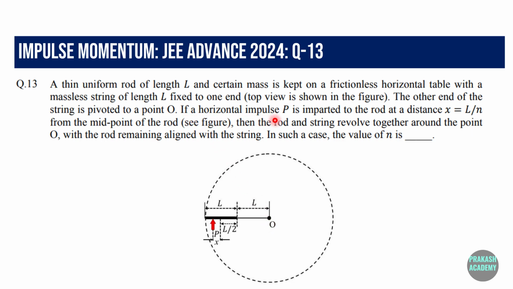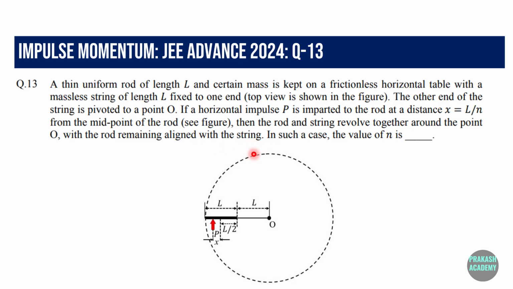If a horizontal impulse P is imparted to the rod at a distance x, which is equal to L by N, from the midpoint of the rod, then the rod and the string revolve together around the point O, with the rod remaining aligned with the string.